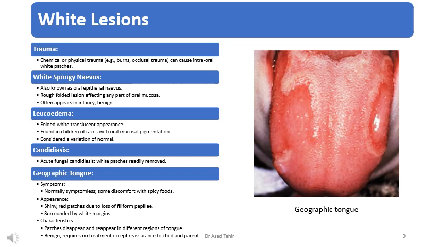Appearance: shiny, red patches due to loss of filiform papillae, surrounded by white margins. Characteristics: the patches disappear and reappear in different areas of the tongue. Benign, requires no treatment except reassurance to the child and parent.